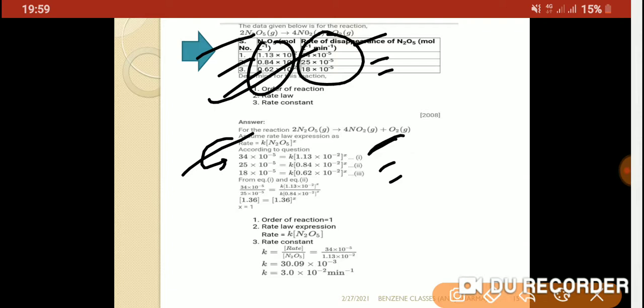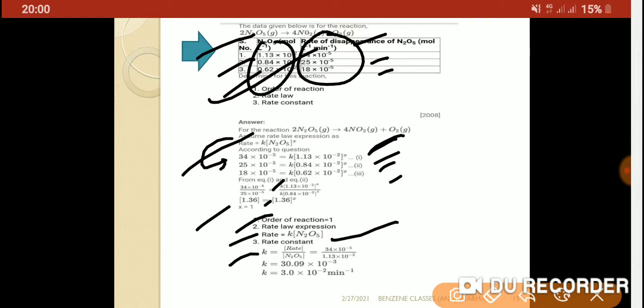From equation number 1 and equation number 2 you can find the value of x easily. You divide the two equations, then you will get the value of x equal to 1 after the calculation, right? k cancels with k. So the order of the reaction is equal to 1, and the rate law expression is rate equal to k [N2O5]. So the rate constant k is equal to rate upon [N2O5]. You can calculate the rate constant from this rate law.